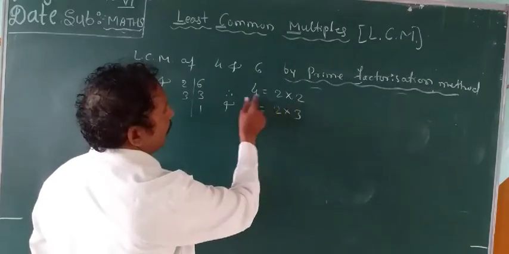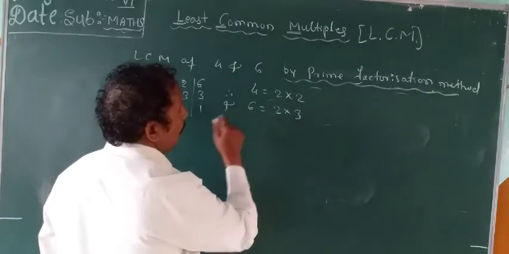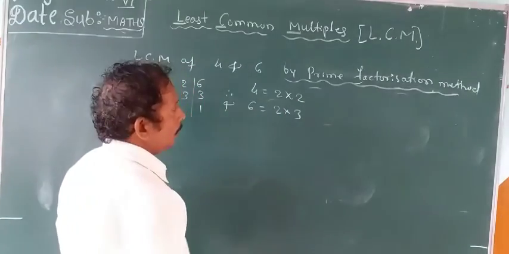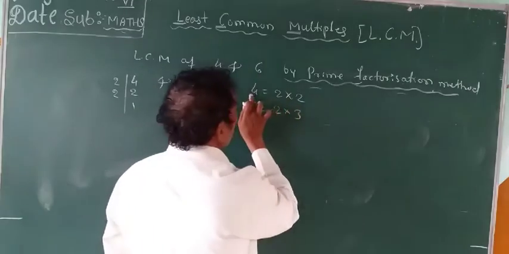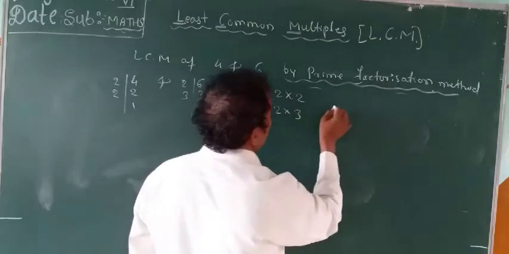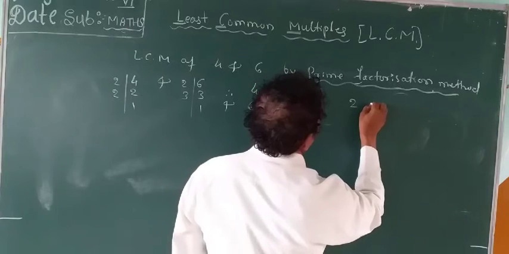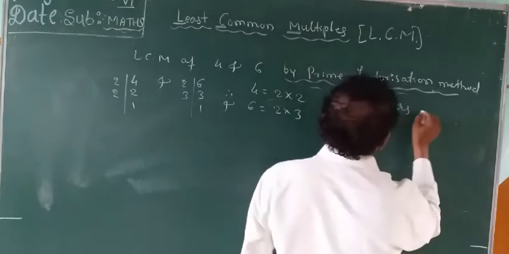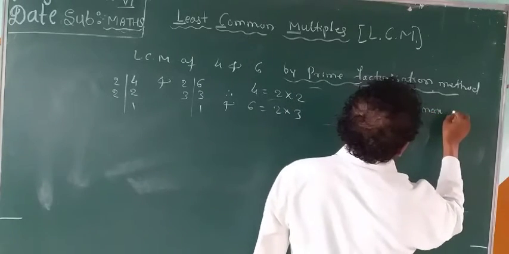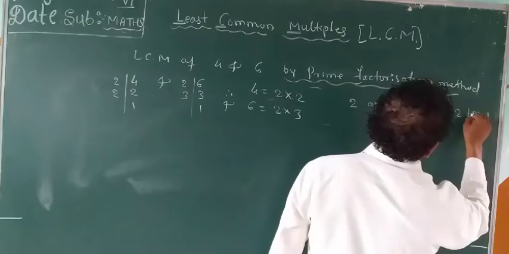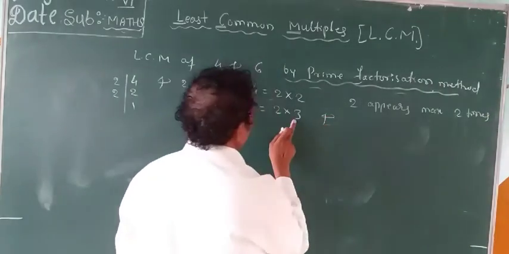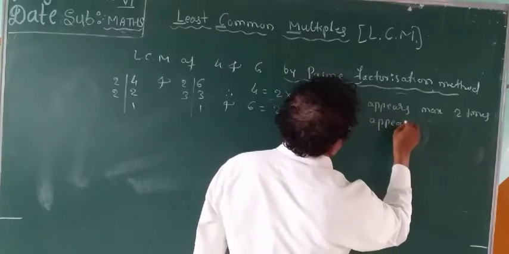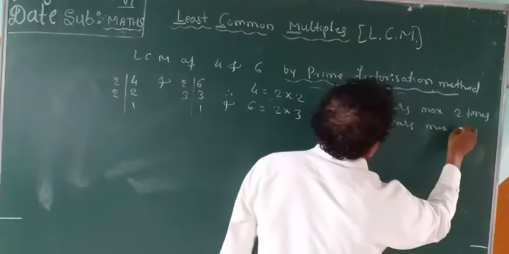This is the prime factorization of 4. This is the prime factorization of 6. Now, in both the prime factorizations, in the first prime factorization 2 appears maximum 2 times, and factor 3 appears maximum 1 time.